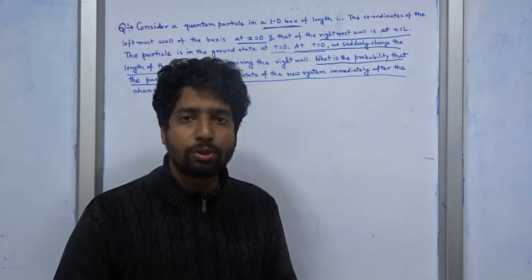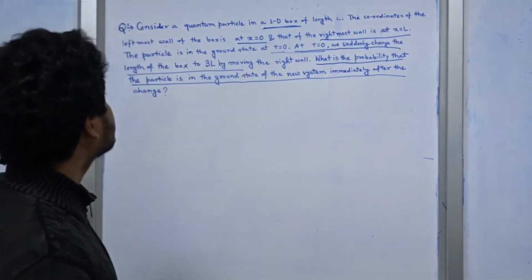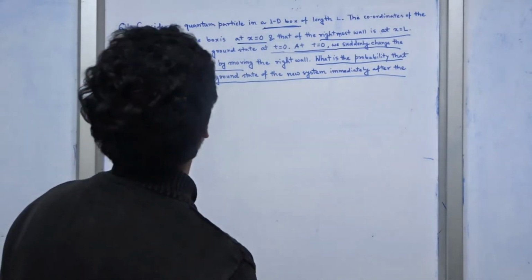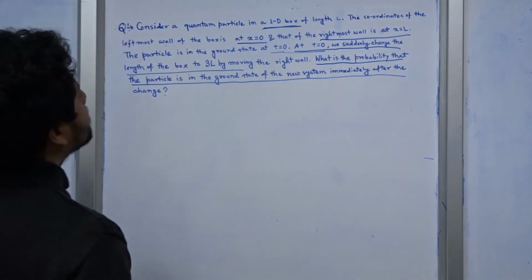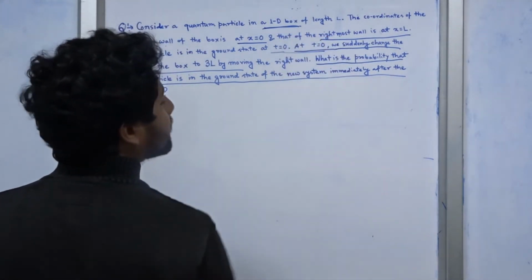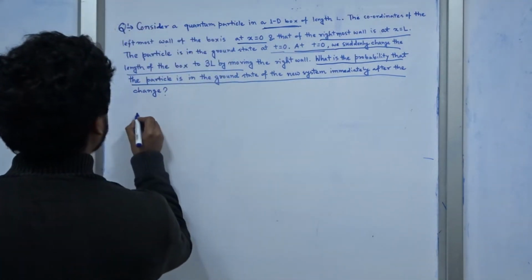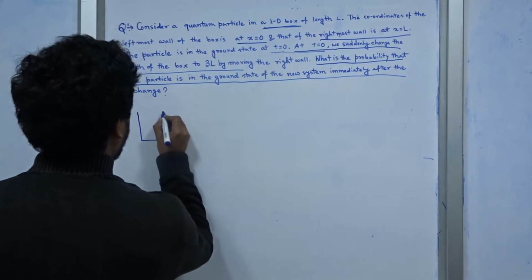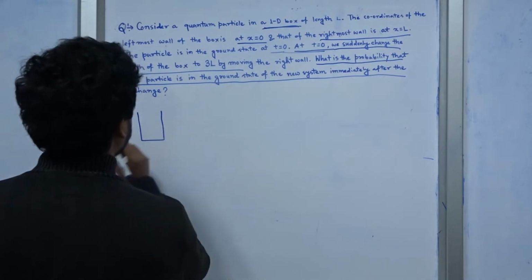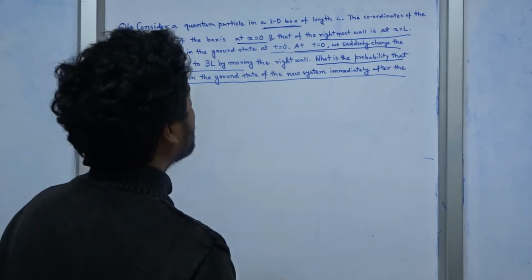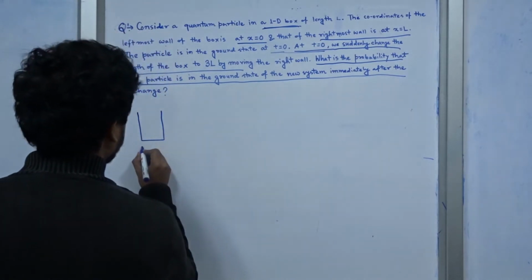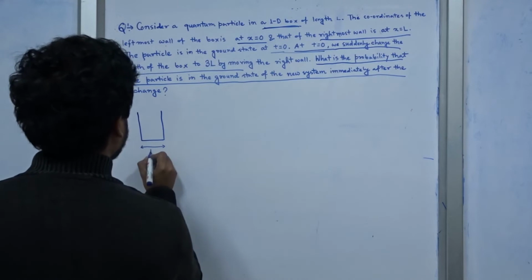So let's move to the next problem. It's a very interesting problem. I'll read this question. Consider a quantum particle in a 1D box. Wow, this is our favorite topic, the 1D box. This is our one-dimensional box of length L. Fantastic.